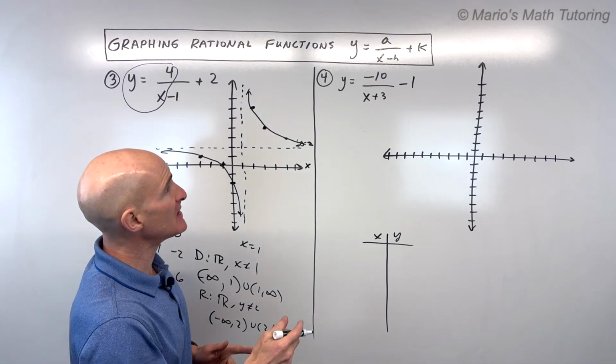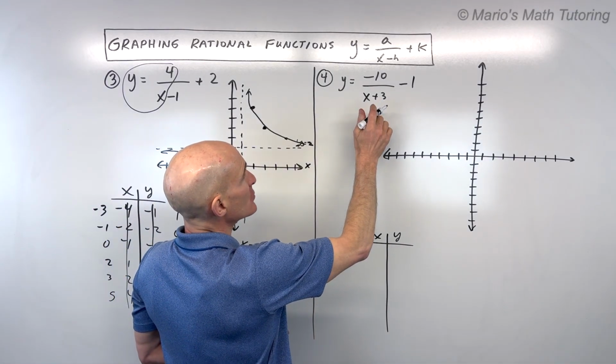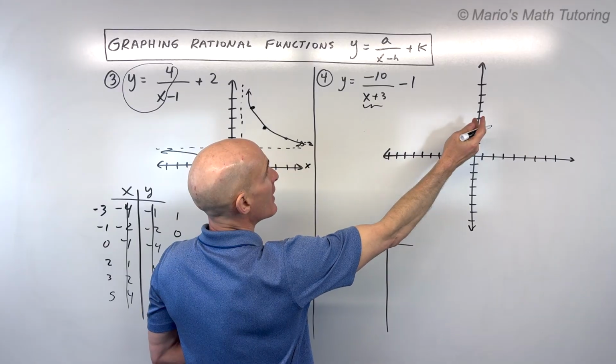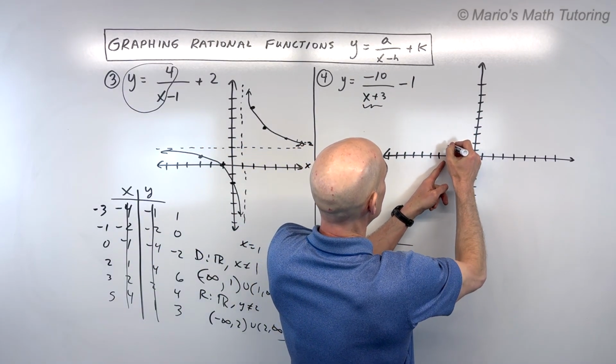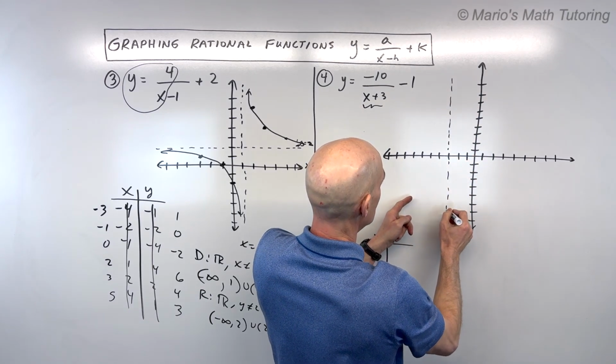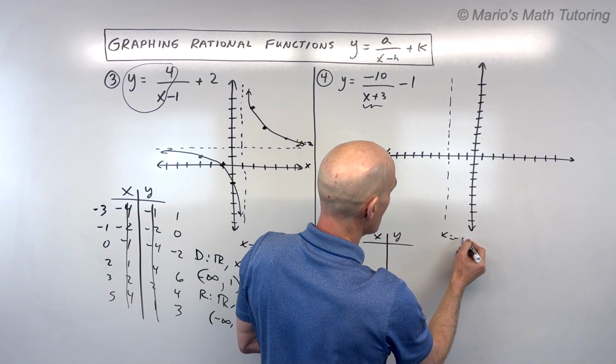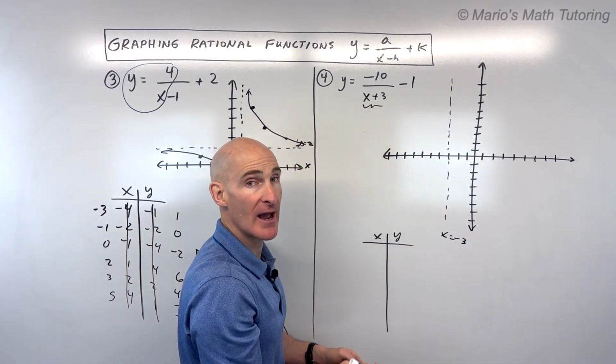Let's do the same technique. Let's look at the asymptote. So the plus 3 is actually going to shift the graph left 3. See, it has the opposite effect. 1, 2, 3. So we're going to have a vertical asymptote right here. That's the line x equals -3. Remember, x equals lines are vertical lines.